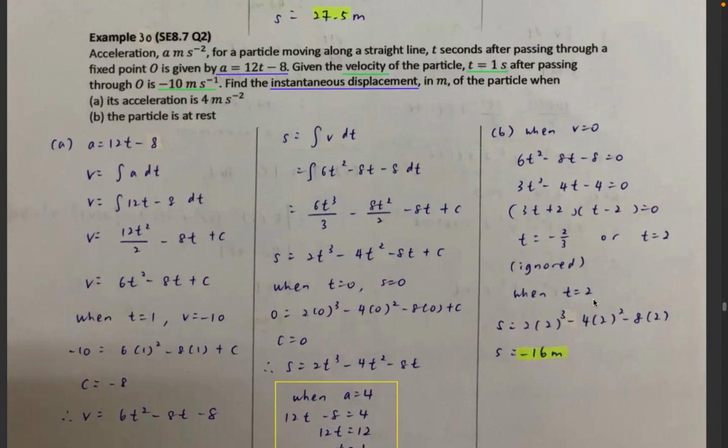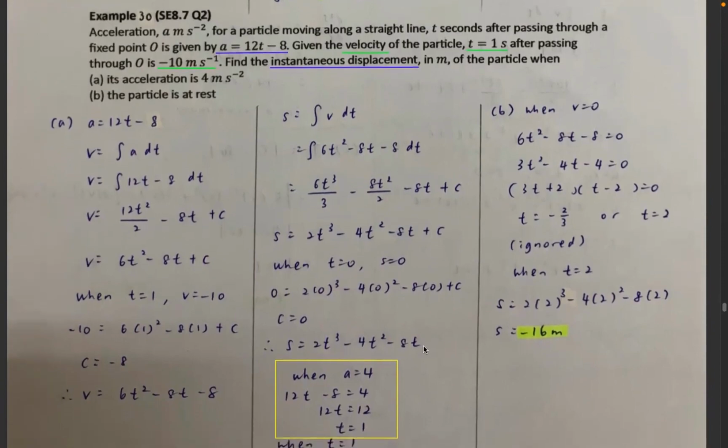So when t equals 2, this is the displacement function. We sub inside, then we have answer s equals -16 meter.